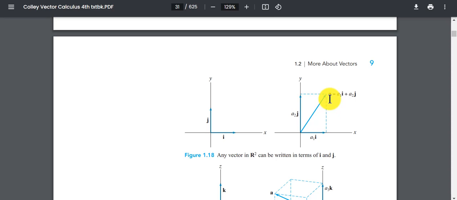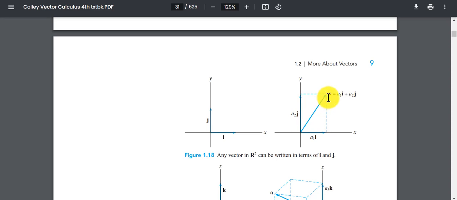geometrically. So we can say that any vector A has a component in this direction and a component in this direction. And we can write any vector A with some coordinates, right? In fact, the coordinates are A1, A2. It's the amount you have to go in this direction and then the amount you have to go in this direction. That gives you the two coordinates.